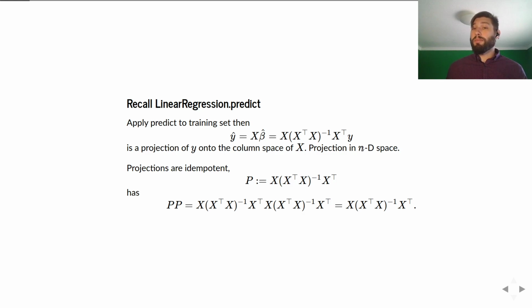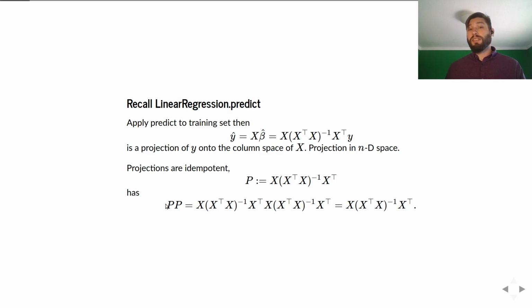Right? And we'll talk a little bit about what that means. But it's very helpful to have this in your mind. This is what predicting on the training set is actually doing for ordinary least squares, for linear regression. And notice this is a projection in n-dimensional space. It's not p-dimensional space, it's n-dimensional space. So it's something that gets bigger as the number of samples increases, which is a bit odd sometimes for people.